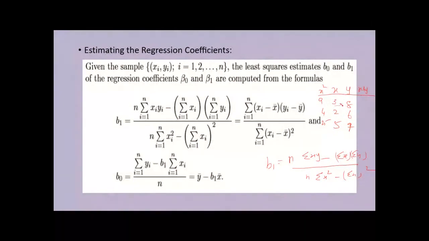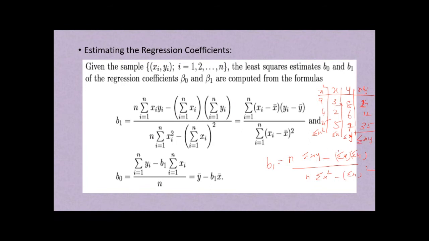X and y: 3 into 8, 24; 2 into 6, 12; 5 into 7, 35. Now when you sum the column of x square, this is called summation x square. When you sum the x column elements, it is called summation x. When you sum the y column elements, it is called summation y, sigma y you can call. And all these elements, 24, 12, 35, when you sum them up, it will give you summation xy.